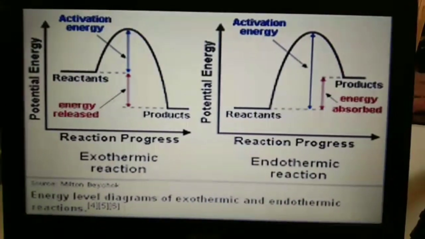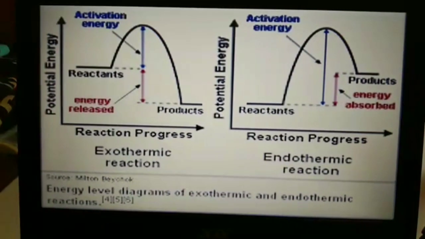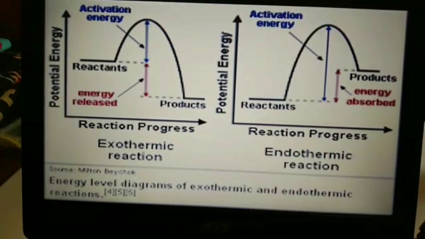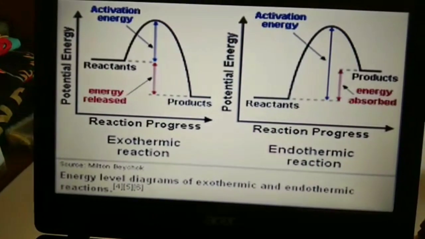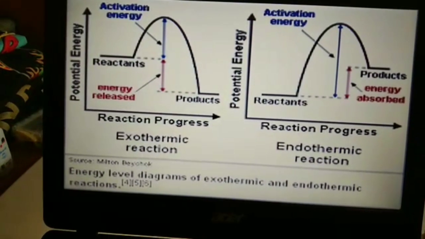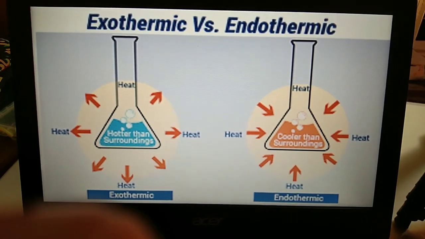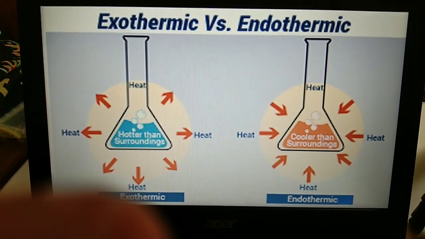In other reactions, the energy that must be absorbed to break the bonds in the reactants is more than the energy that is released when the new bonds in the products are formed. This means that in the overall reaction, energy must be absorbed from the surroundings. This type of reaction is known as an endothermic reaction. An endothermic reaction is one that absorbs energy in the form of heat or light.